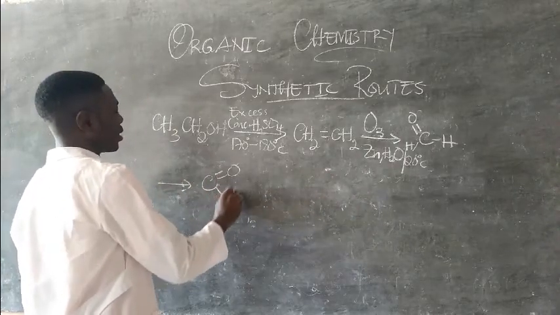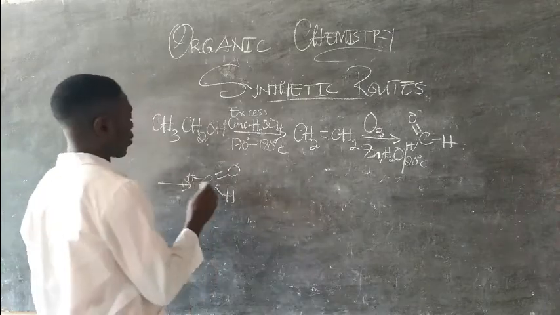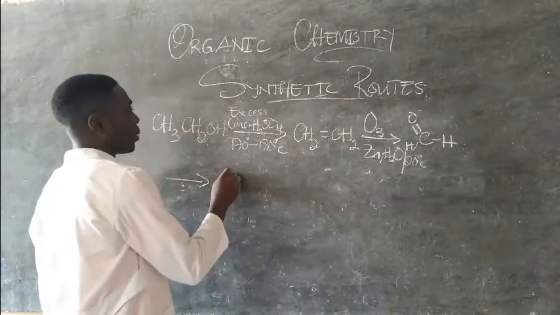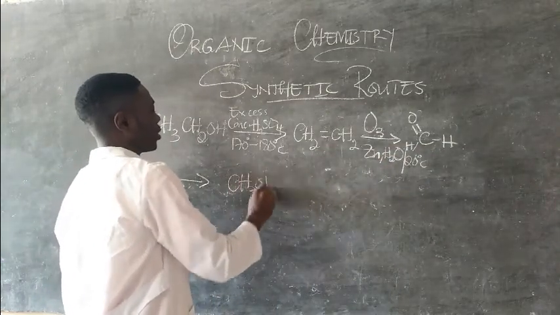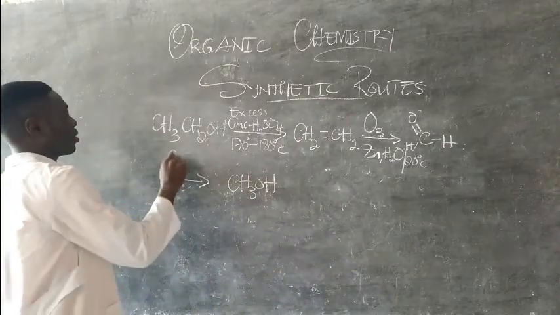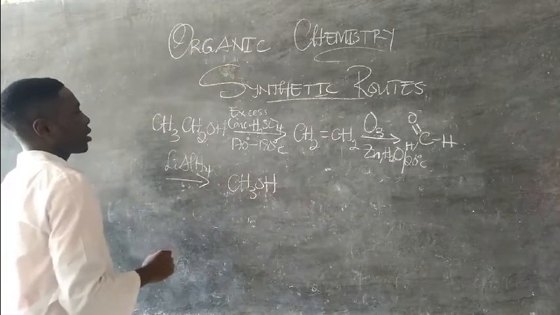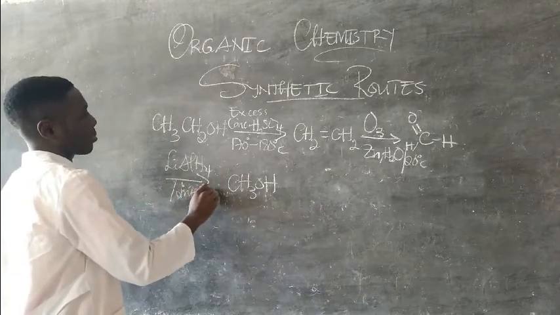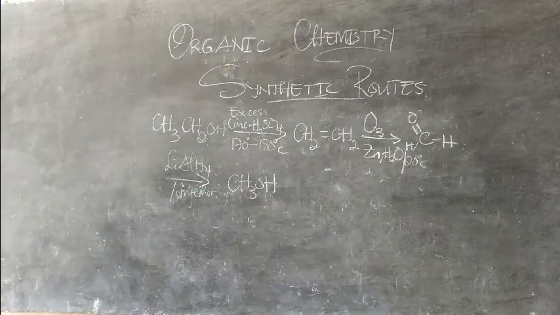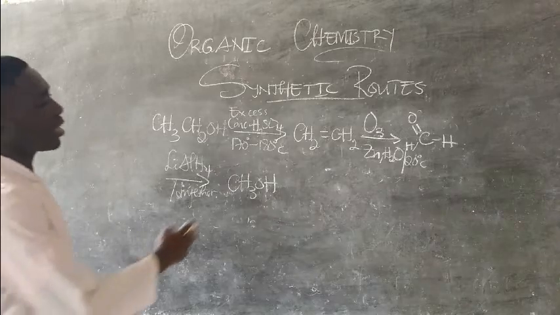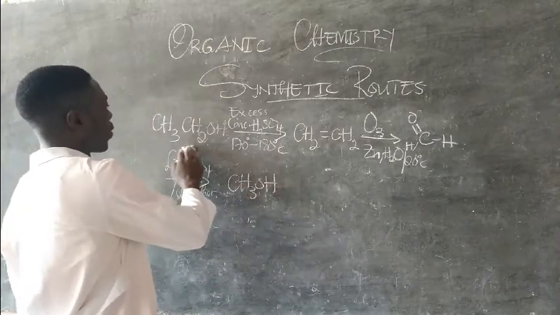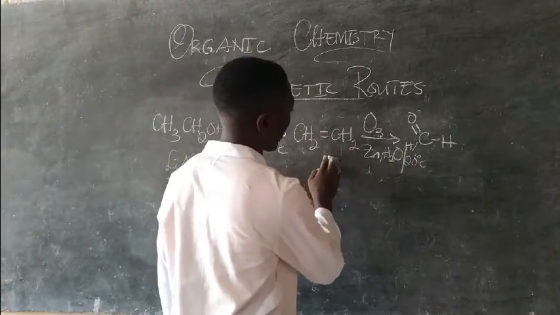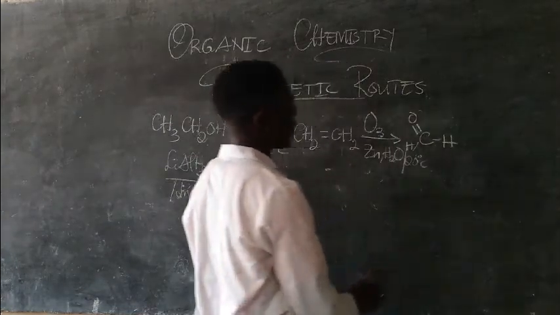lithium aluminum hydride. So this is my ethanal here. I can now convert my ethanal to my alcohol, CH3OH, using lithium aluminum hydride in dry ether. So you see this synthetic route is three steps, because I just took the primary alcohol, I dehydrated it to have an alkene, and from the alkene, I took ozonolysis to obtain the ethanal.